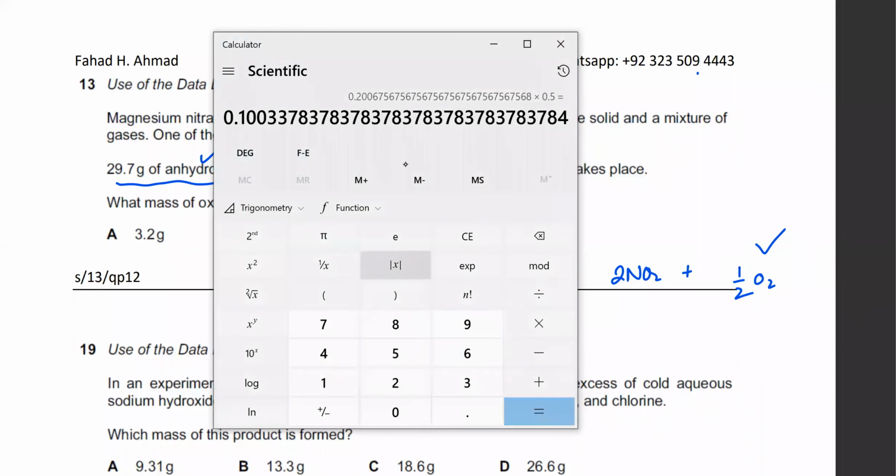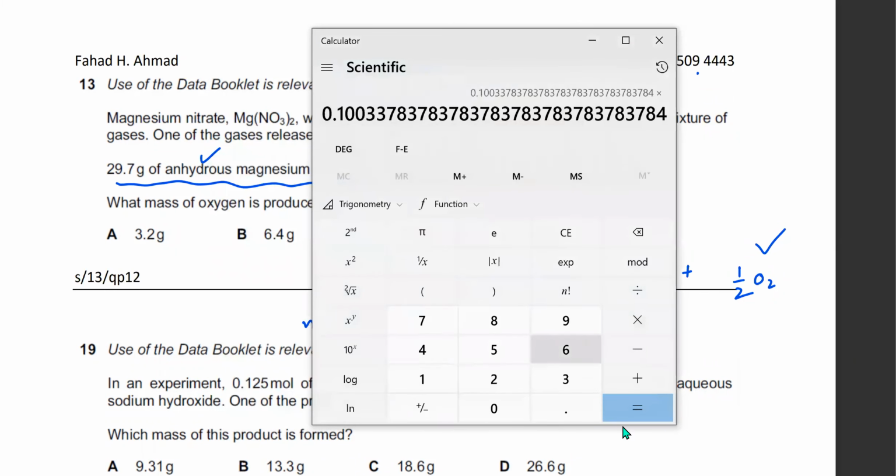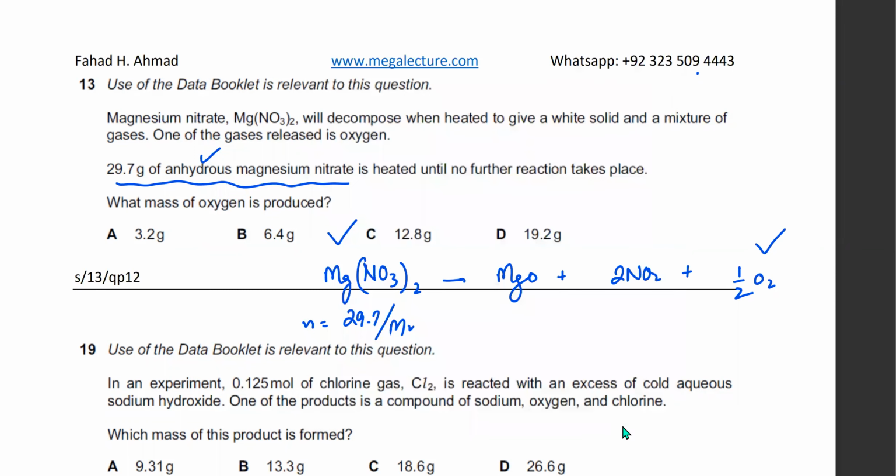And he's asking, so I get this number, and I'm being asked to find the mass of oxygen. Oxygen has an MR of 32, so I'm going to multiply that by 32, and I get 3.2108 grams, which rounds off to 3.2 grams. So you find the moles of this, and you find the mass of this. Okay, is this clear? Yes.